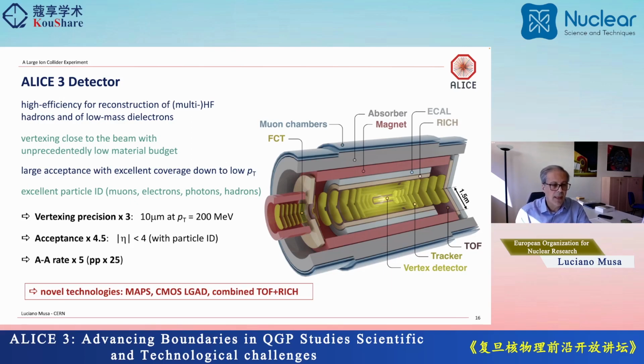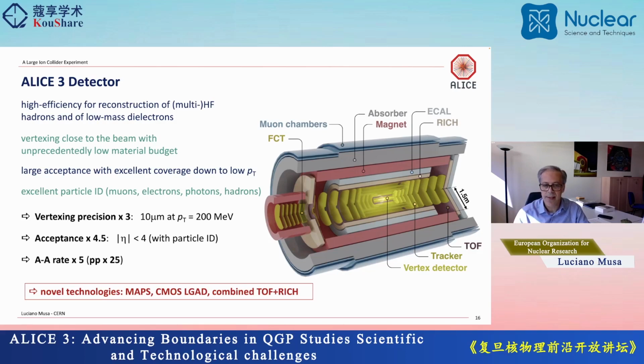So with respect to ALICE 2, ALICE 3 will yield an improvement in the vertex precision by another factor of 3, reaching a precision of 10 microns for particles with a momentum as low as 200 MeV. A very important increase of the acceptance of the detector by a factor of 4.5.